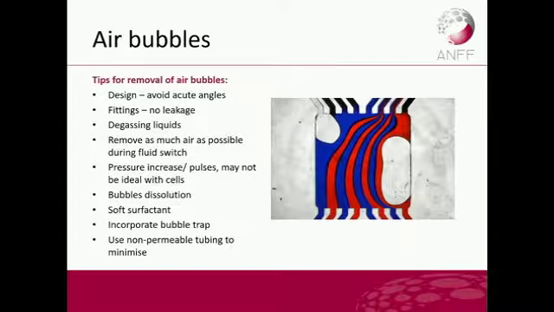You can use a soft surfactant or incorporate a bubble trap, so you can have the tube running into a separate chamber, and then that chamber can have a tube that links from the bottom of the liquid to eliminate the air bubbles there. And obviously, if you can, just use non-permeable tubing. That also reduces the chance of air bubbles in your system.